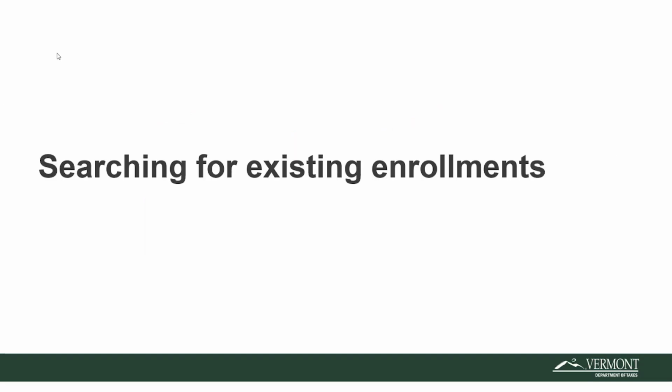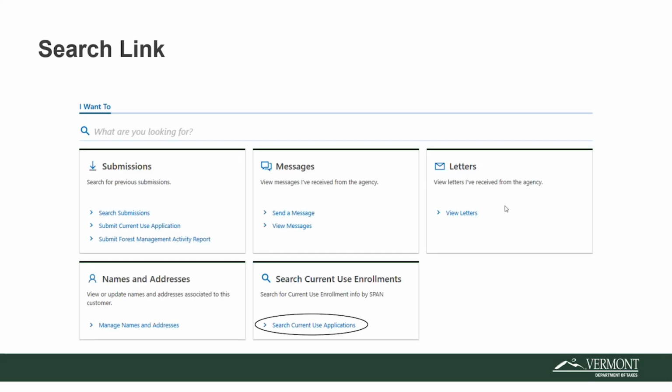So staying here on the search function, we can also search for existing enrollments. This is pretty cool, and we are going to make improvements to it as well, but this is how it's set up for now. From our Consulting Forester homepage, you can search current use applications. You can search for any application that was most recently approved for any enrollment in the state.